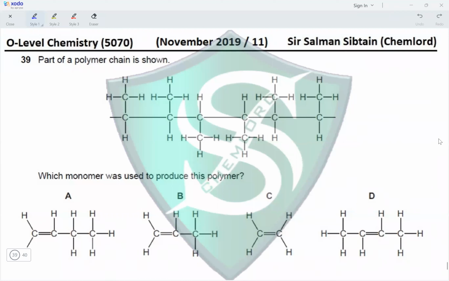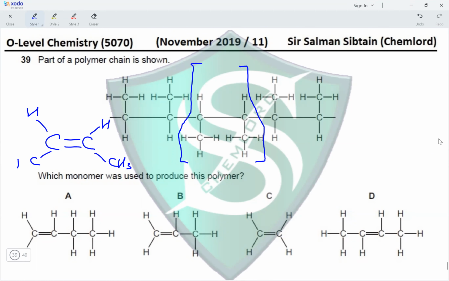Question 39. Part of a polymer chain is shown. We've got a continuous chain of carbon atoms with each carbon atom having one hydrogen and one CH3 group attached to it. Which monomer was used to produce this polymer? First of all, this is an addition polymer. So this would be its repeat unit. So if this is the repeat unit, then the monomer would have a double bond between two carbon atoms, each having a hydrogen atom attached to it, each having a CH3 group attached to it.